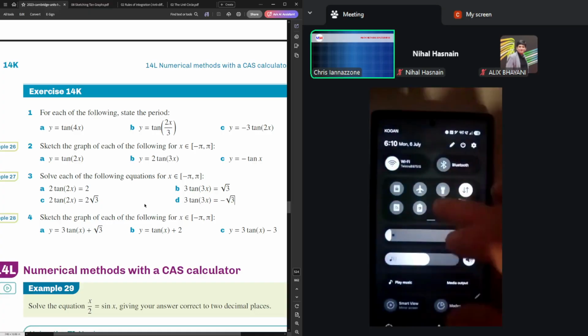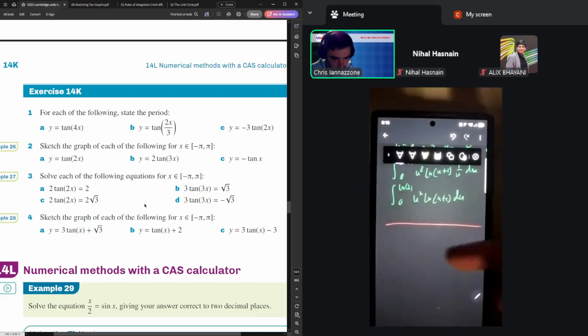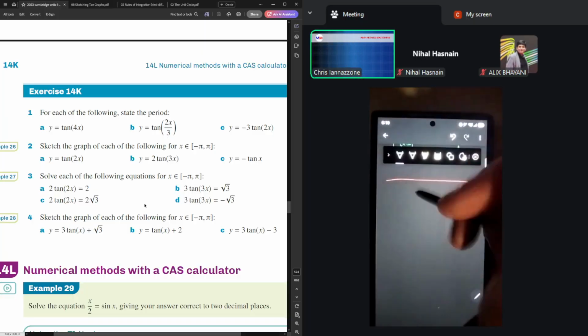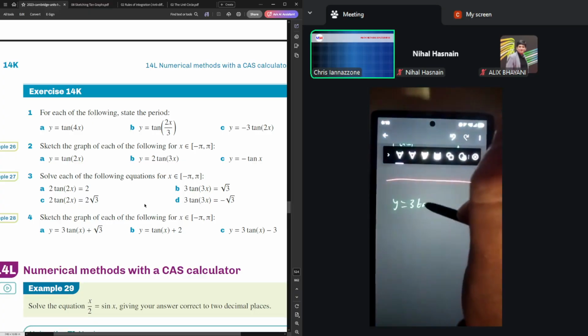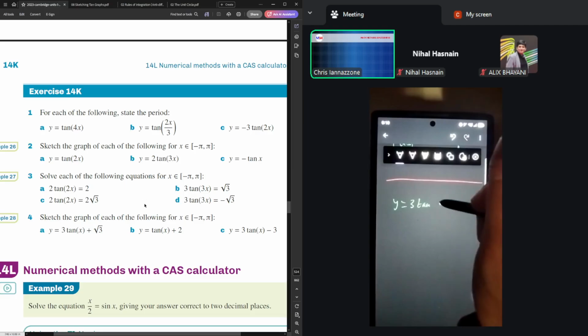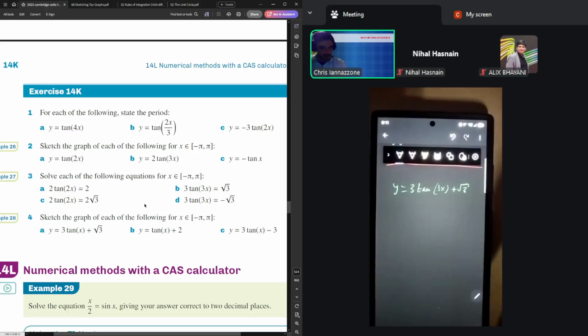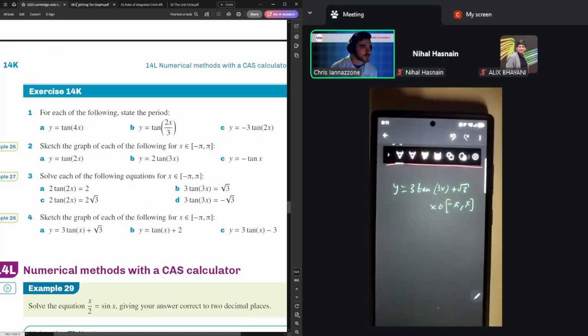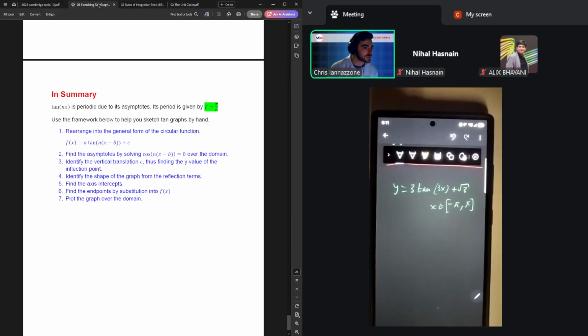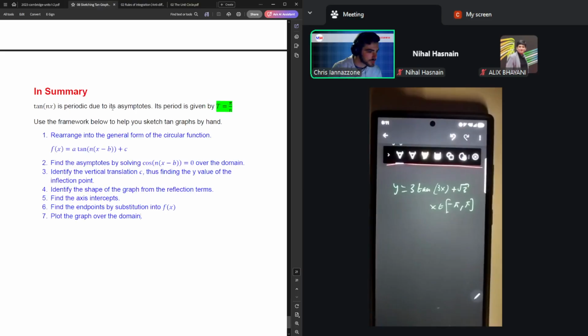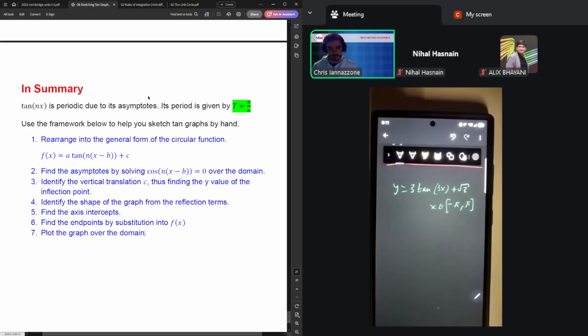Actually, let me change up the brightness to make it much easier to see. Cool. Okay, we'll do y equals 3 tan 3x plus root 3. That's what we're going to be sketching, and we're doing it from negative pi to pi. x is an element of negative pi, pi. That's all written down for now. On the screen share, I will hold up the procedure that we follow, or you have a copy in the chat as well, should you wish.